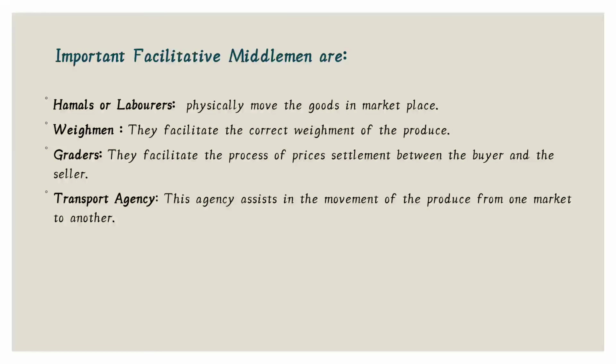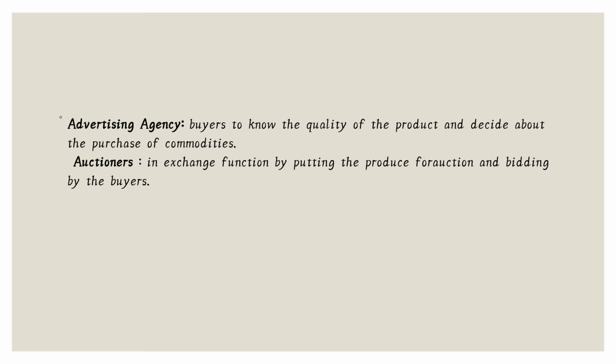Next, graders. These middlemen sort out the product into different grades based on some defined characteristics and arrange them for sale. They facilitate the process of price settlement between buyers and sellers. And transport agency. This agency assists in the movement of produce from one market to another.